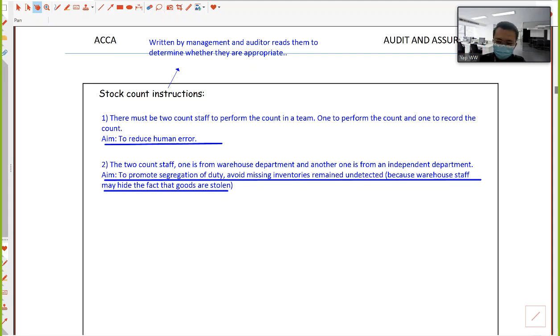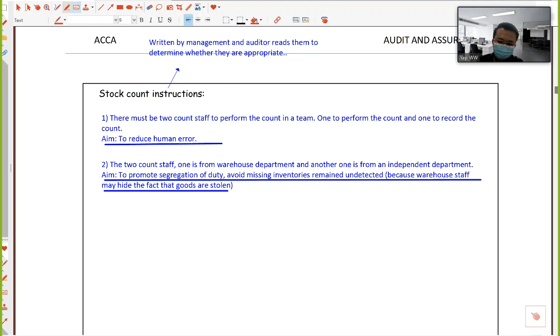But if you have one from the warehouse, one from another department, then it's easier for you to alert to the stolen goods. The accounting staff, let's say a junior accounting staff, usually he will be the one who records the count. Take a piece of paper, a pen, then a warehouse staff goes and performs the count, climbs up the ladder. Then the account staff will ask, why that box you don't want to count? Why the other one you don't do? So missing goods will be easier to detect.